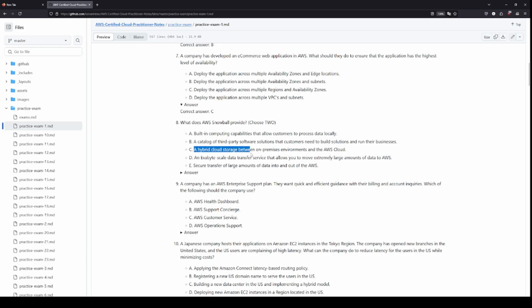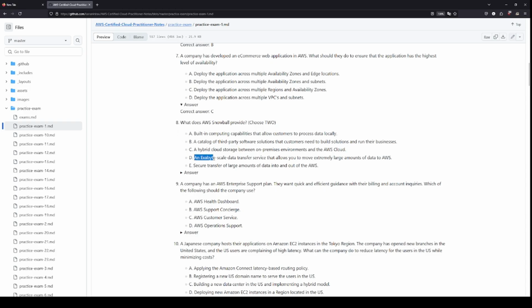C, hybrid cloud storage between on-premises environments and the AWS cloud. This isn't true. So this might have a little bit to do with data transfer because you're transferring between on-premises and the AWS cloud, right? But this is talking about hybrid cloud storage. So this is about storing the data itself, not about transferring.